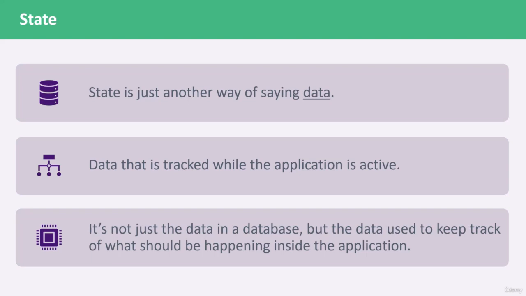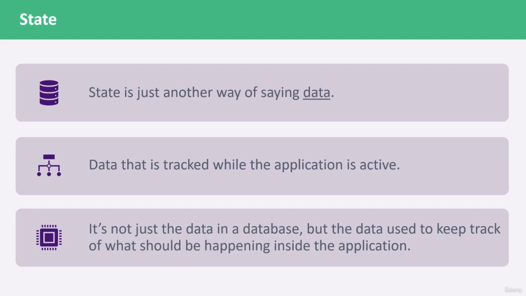If the user is on the home page, then you can call this the home state. If they're logging in, then you can call this the authentication state. It's used to describe what is currently happening in the application. So don't think of state as the data from the database. It's also the data that keeps track of the little things.